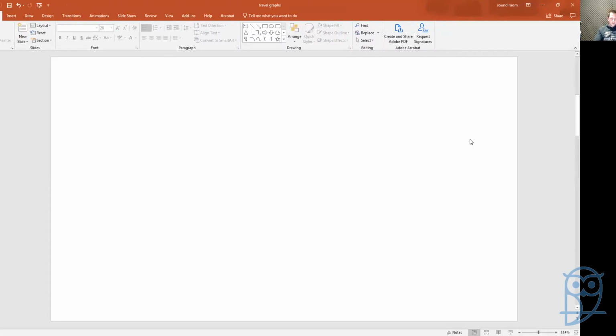Great. So with travel graphs, there are a couple things that we need to remember. And I'm going to write this in red. So we are going to be looking at distance, we're going to be looking at speed, and we are going to be looking at time. I must put up the chat as well. So remember, if you have questions during, just put them up in the chat.